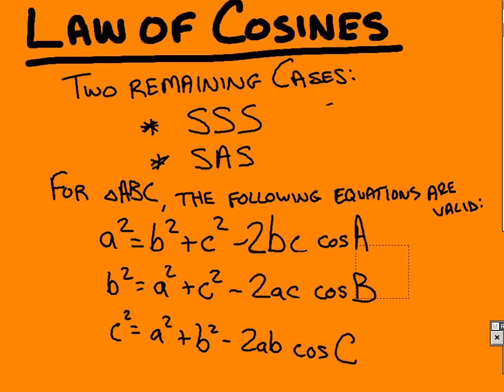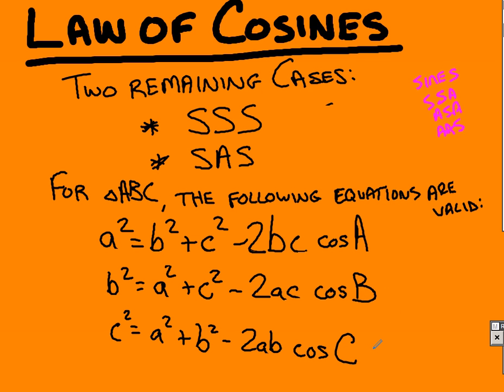Alright, what we're looking at today is the law of cosines to get the other remaining cases. We could use sines when we had side angle, side angle, or angle side. Now we're going to look at two new cases, side side side and side angle side.